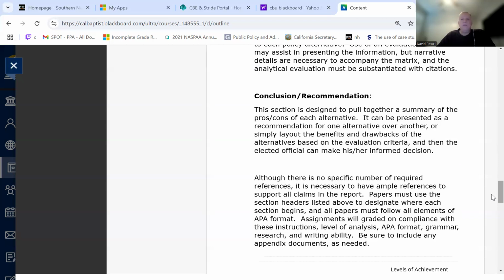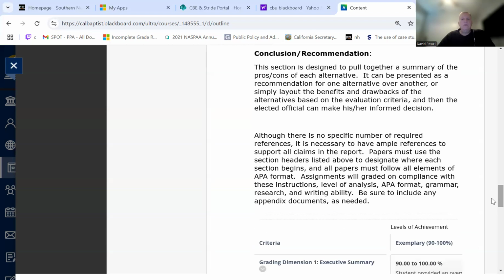And then a conclusion and recommendation section to pull together a summary of the pros and cons of each one of your three alternatives. Can be presented as a recommendation for one alternative over another, or you could just simply lay out the benefits and drawbacks of each one of the alternatives based upon the evaluative criteria that you have chosen, and then leave the choice of which alternative should be selected to an elected official at a later point in time. There's no specific number of required references that are necessary, but you should include the references for any information that you're including that is not considered common knowledge. Typically, we anticipate if you're giving information that's not considered common knowledge, that information does need to be cited.